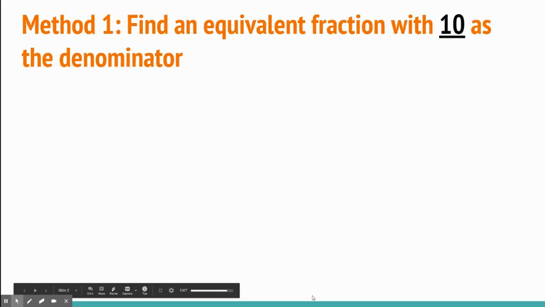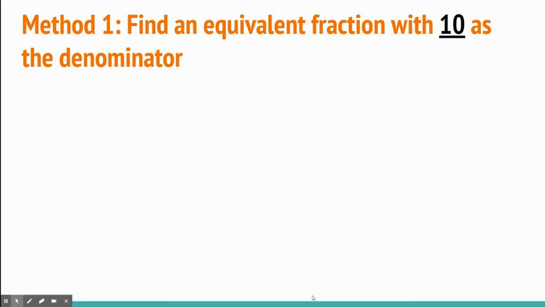So the first method is the simplest one. It doesn't work for every fraction, but I do like to use it when I can. And it's to find an equivalent fraction with 10 as the denominator. So whatever fraction you have, if you can find a fraction that's equal to that with 10 as the denominator, then it'll be easy for you to convert it to a decimal. So let's look at what that means.